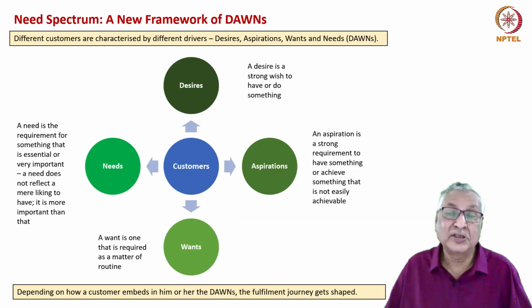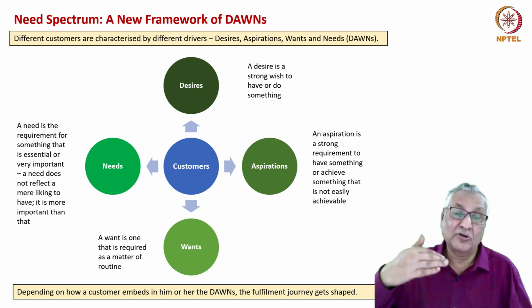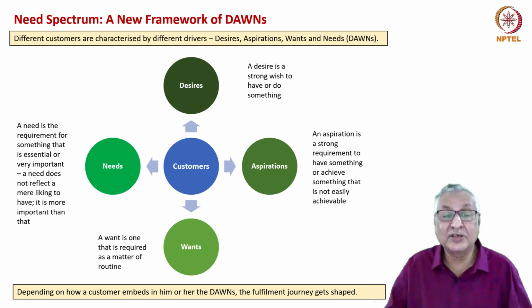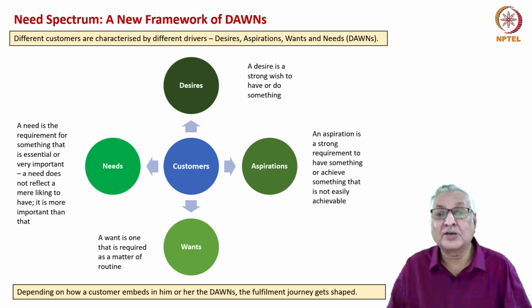So, when you look at this need hierarchy, we have seen how from safety to the self actualization we are moving our needs. We also have seen how the needs are influenced by the whole spectrum of economic and sociological factors. But beyond that, I thought I should give you another framework, which is a philosophical framework which we have innately within ourselves and which we don't really classify or clarify for ourselves. So, this is the Dawn framework. I believe different customers are characterized by different drivers. Some are driven by desires, some are driven by aspirations, some are driven by wants, and most are driven by needs.